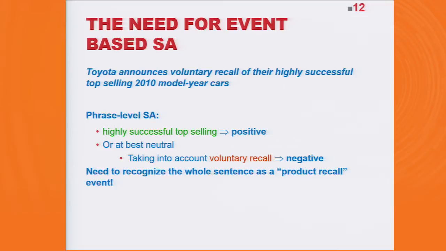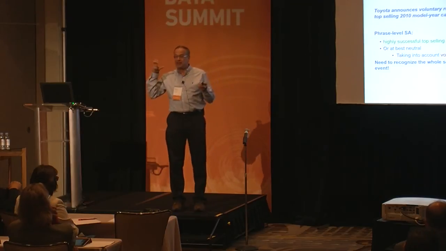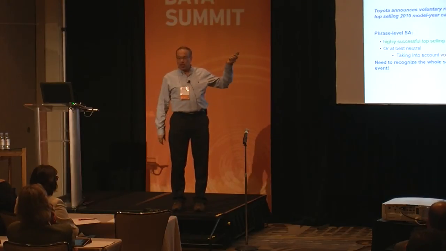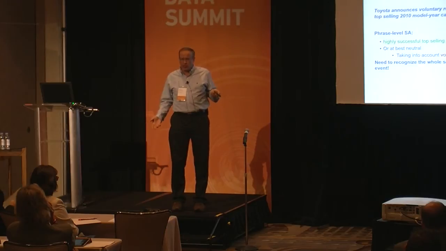So the idea is you want to identify the recall event. Once you identify the recall event, you know that a recall can never be positive. We know about all the problems that Toyota had, and all the problems that GM keeps having with more and more recalls. So we definitely know that recall is a bad thing. You want to identify it as an event, and then all the other positive things are not really positive.